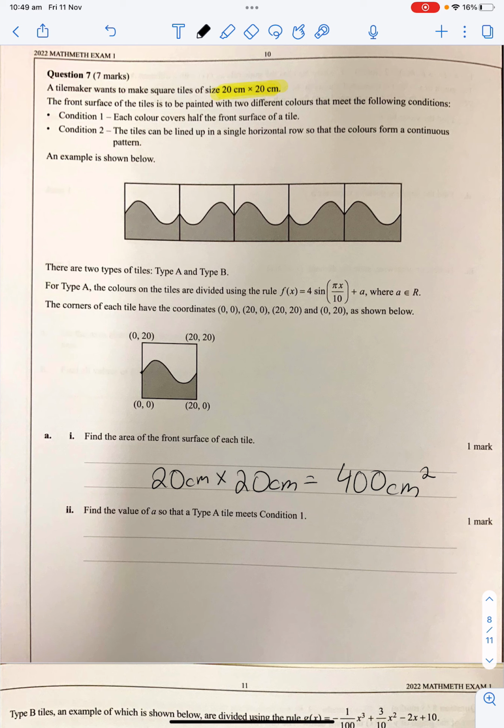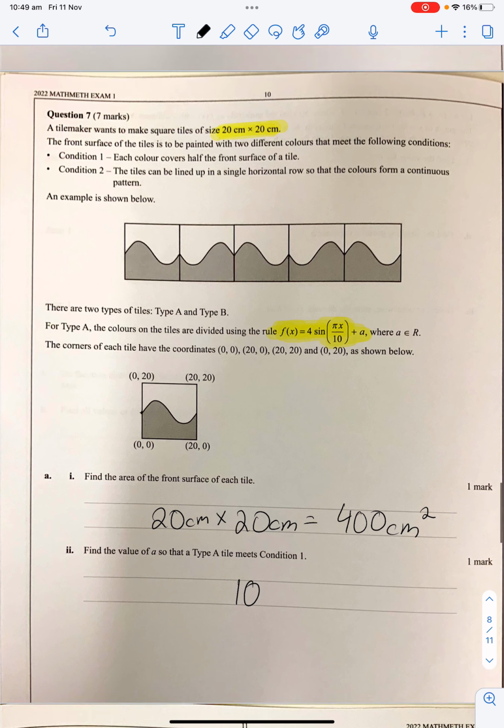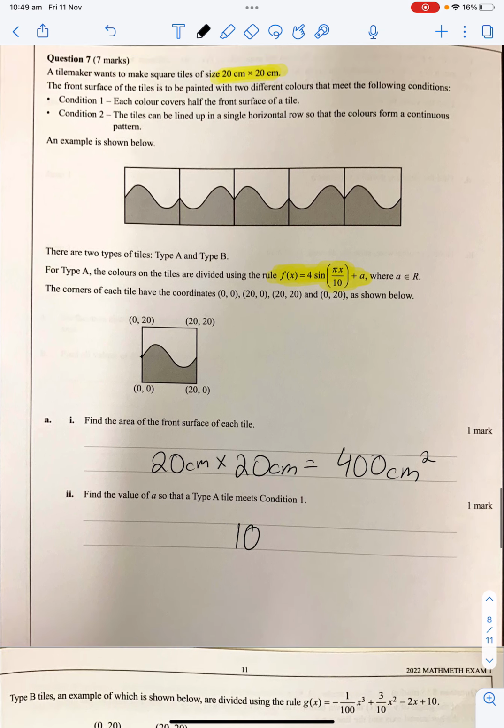So if it's going to cover half, we've got type A. Type A is this function here. So we're basically asking, what is the value of A such that the function covers half? Now, sine is symmetrical, so for it to cover half, we want it to be halfway up the tile. The tile is 20 centimeters on the side, so it must be 10. Okay. Not too bad.